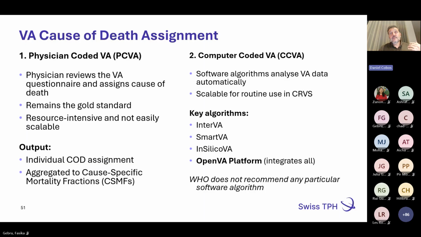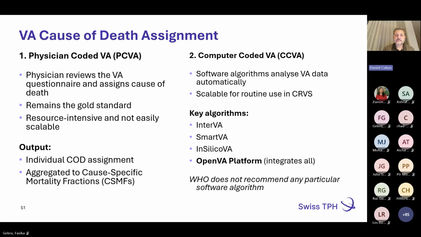And also to do it at scale is very difficult. In Laos now we are collecting 3,000 verbal autopsies. Going through 3,000 verbal autopsies is time consuming, it's expensive, and doctors are usually better looking after people who are still alive. And then on the other side, you have computer-coded VA. That is basically mathematical algorithms that will analyze the answers and will produce the most probable cause of death. And I can go a bit into that if there are questions.